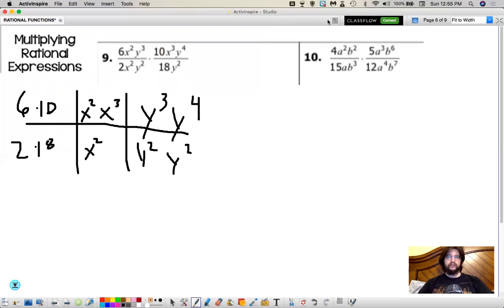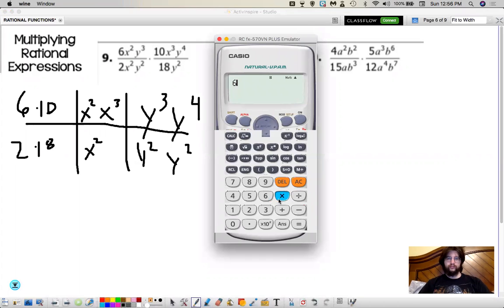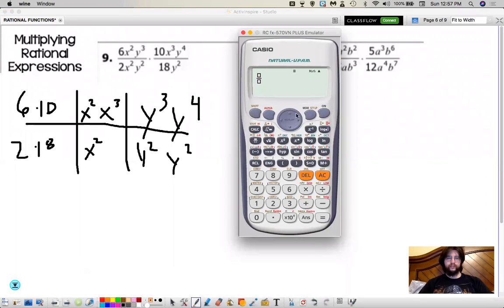1 second, please. All right, so now we just simplify. Again, use a calculator if you don't want to think. Now, if you're doing it this way, be very careful because you're dividing by both 2 and 18. You could also use the fraction button. Or use multiplication. Either way, you can get 5/3.